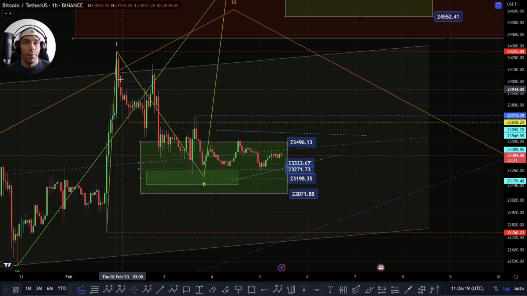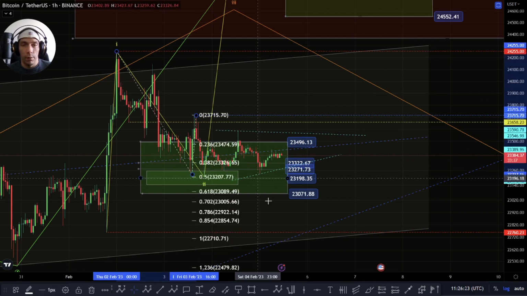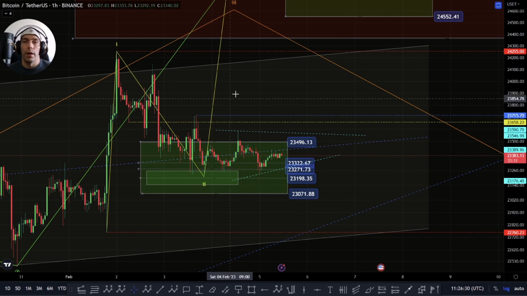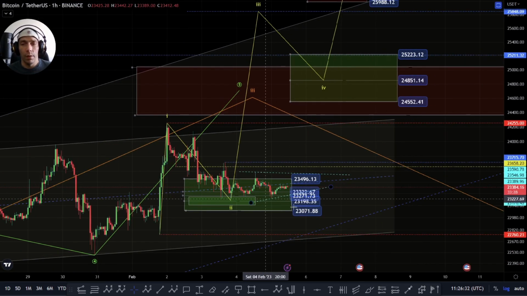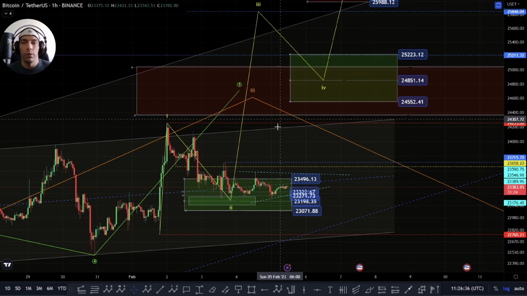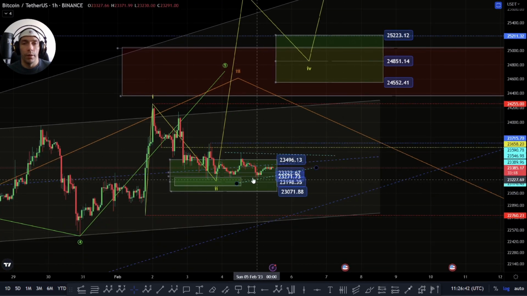If that is the case, what we'd have to be careful of is that 1-to-1 could bring us down here to this 22,710. So that's just something we need to keep an eye on. If we lose this low point of 22,670, it would invalidate this potential of extending up. Confirmation would only come by this 25,884 though, if we do see this play out.